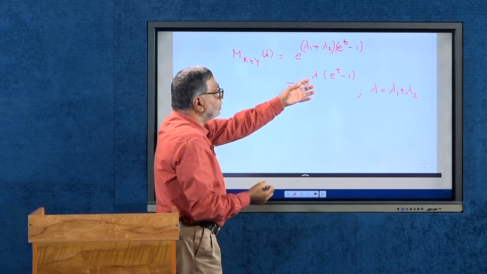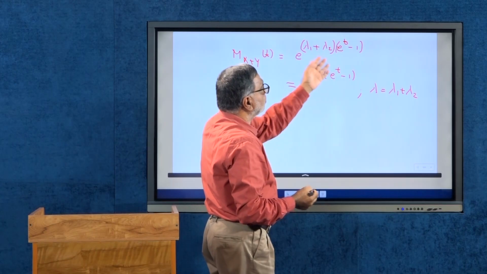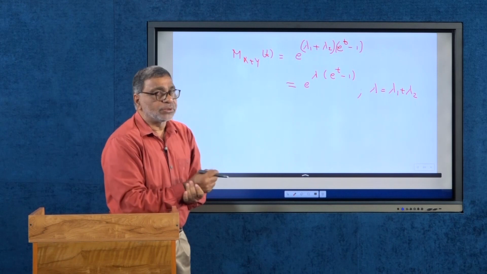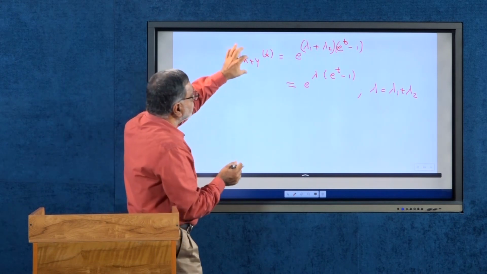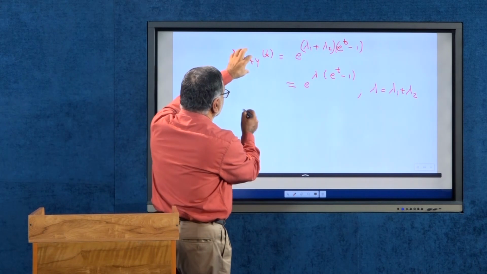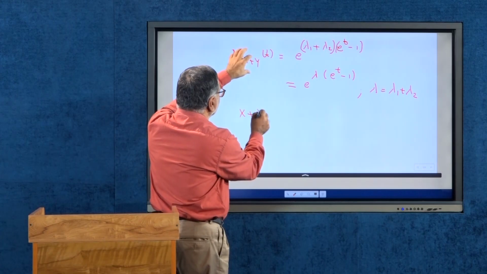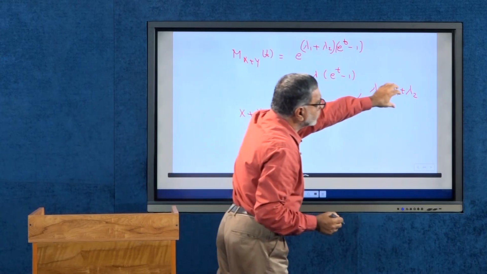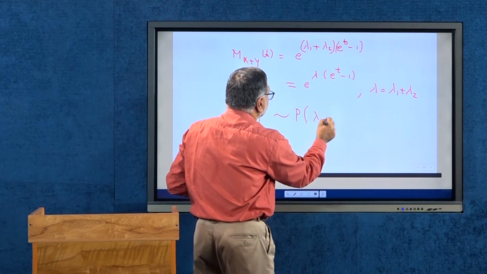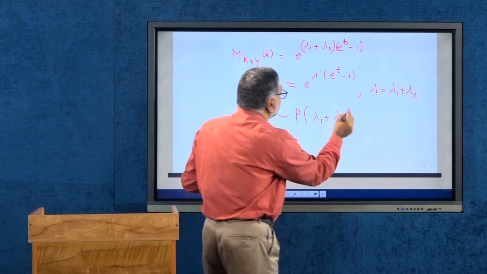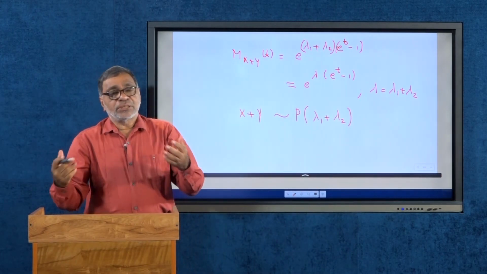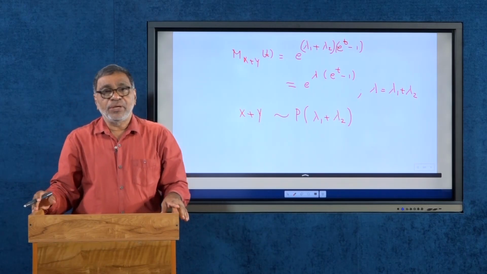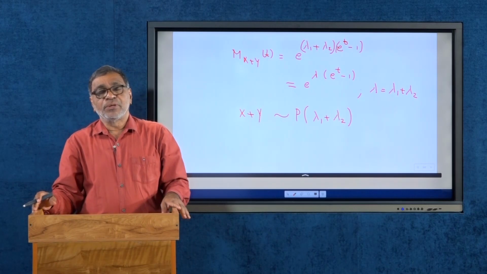So, this is the moment generating function of a Poisson random variable with the parameter lambda. Hence, by the uniqueness property of the moment generating function, this random variable x plus y is nothing but a Poisson random variable with the parameter lambda, and that lambda is our lambda 1 plus lambda 2. So, this way we can establish that the sum of two independent Poisson random variables is again a Poisson random variable.